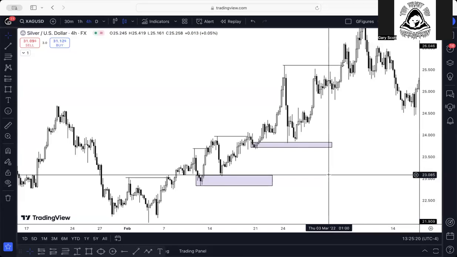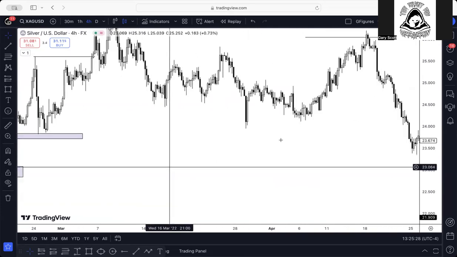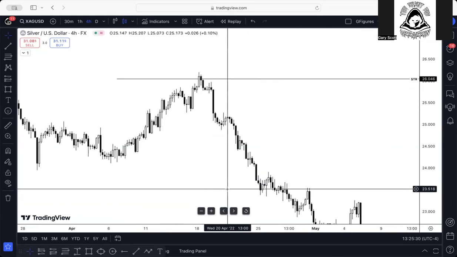So I just explained the uptrend for you guys and how to find those bullish order blocks. Now let's go back and find a downtrend and find bearish order blocks, because that's what we want to do. We want to follow the trend. We want to go with what the trend is saying, not with what we want it to say.